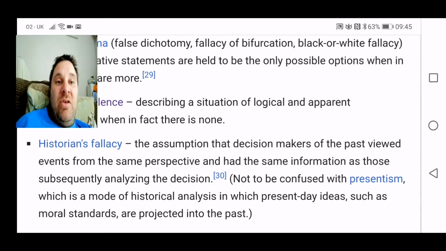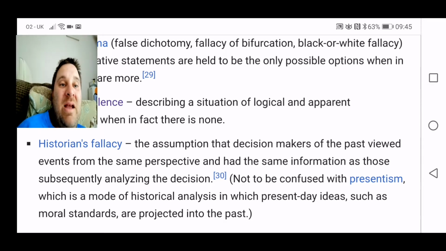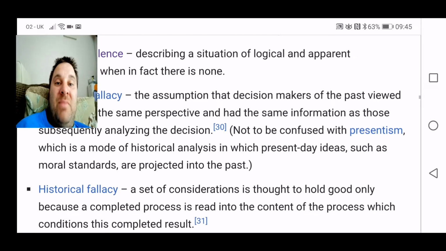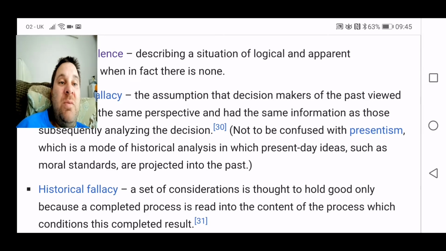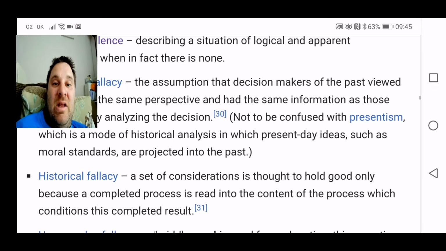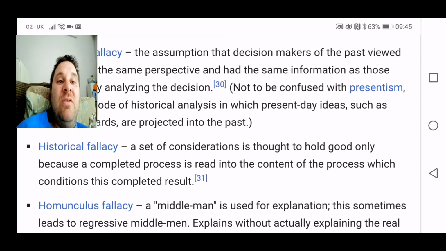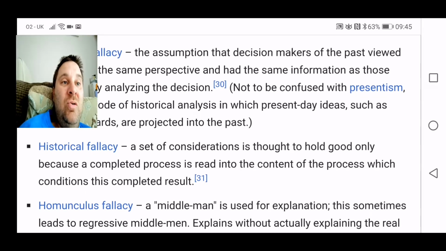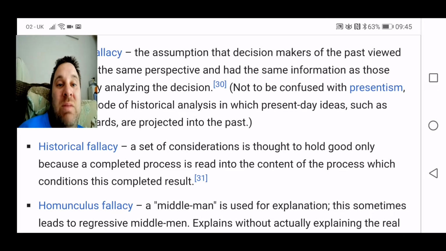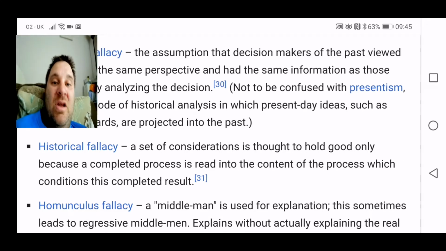Historians' fallacy. The assumption that decision makers of the past viewed events from the same perspective and had the same information as those subsequently analysing the decision. Not to be confused with presentism, which is a mode of historical analysis in which present-day ideas such as moral standards are projected into the past. Historical fallacy. A set of considerations is thought to hold good only because a completed process is read into the context of the process, which conditions this completed result.